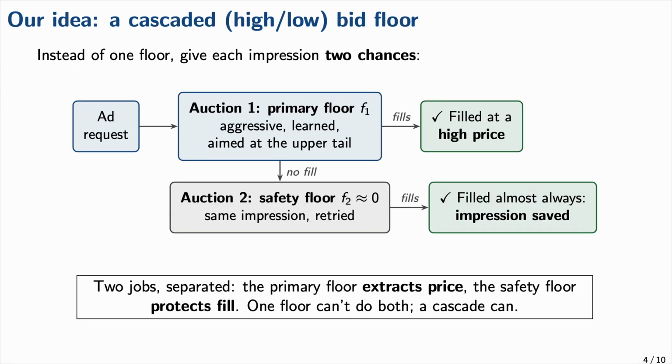We solved this problem using a cascade. Instead of picking one floor, every ad request gets 2 chances. The first auction runs at an aggressive, learned primary floor aimed at that upper tail. If it fills, we've sold at a high price. If it doesn't fill, we don't lose the impression. The same opportunity is retried at a near zero safety floor, and at that price it almost always fills. So the primary floor's job is to extract price. The safety floor's job is to protect fill.